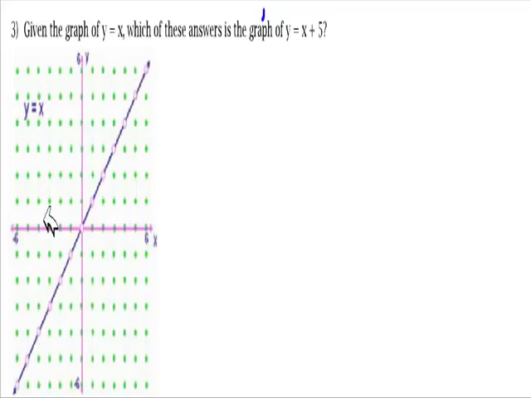Here we have the graph of y equals x. It's this line that goes right up here. It has a slope of 1, it goes through the origin (0, 0), and then it asks you which of the answers is a graph of y equals x plus 5. The answers are not showing in this video right here.